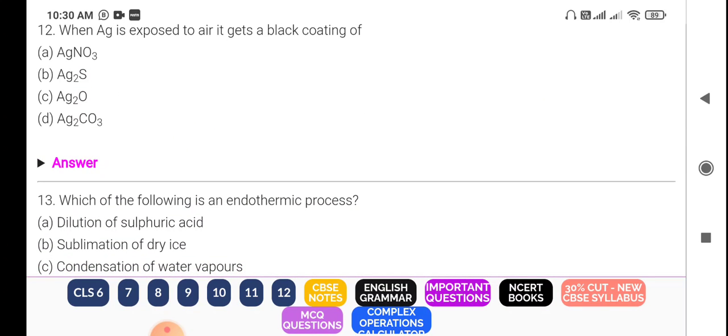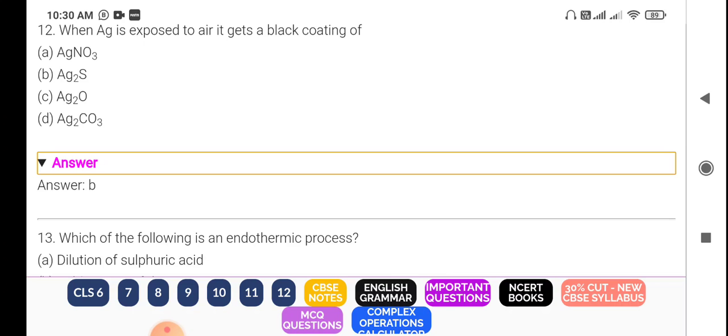Question number 12. When silver is exposed to the air, it gets a black coating of A, silver nitrate, B, silver sulfide, C, silver oxide, and D, silver carbonate. So B is the correct answer, silver sulfide.